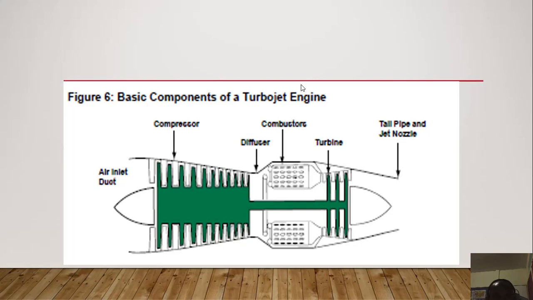Now we look at this example, which is a centrifugal compressor turbojet. It includes a centrifugal compressor, which is why we have a diffuser. So we have the air inlet, duct, then the multi-stage compressor, a series of these. Here we go, the diffuser.